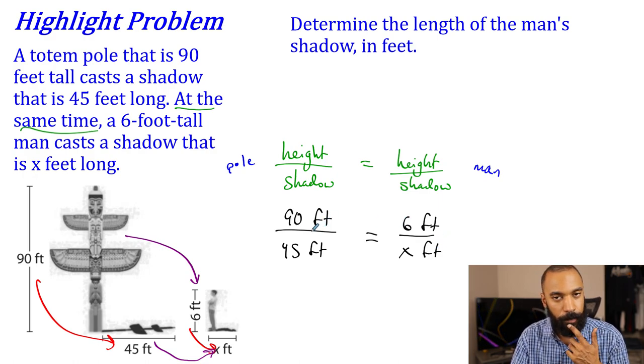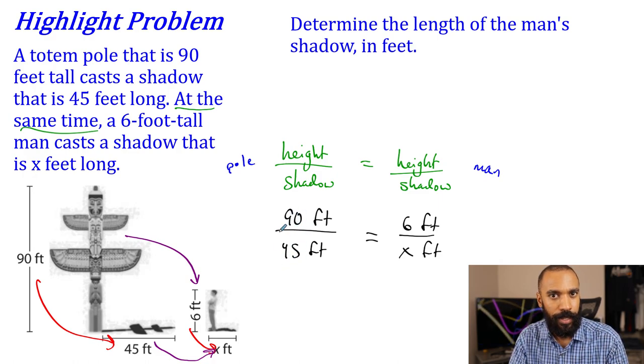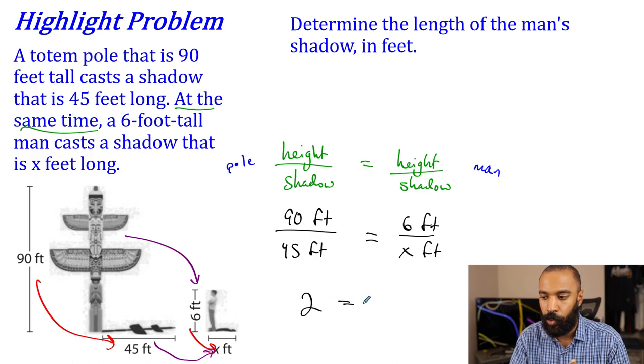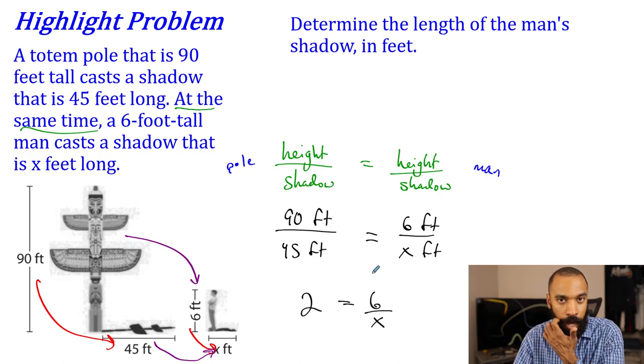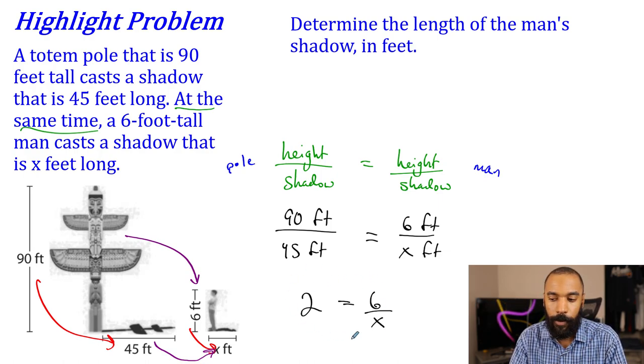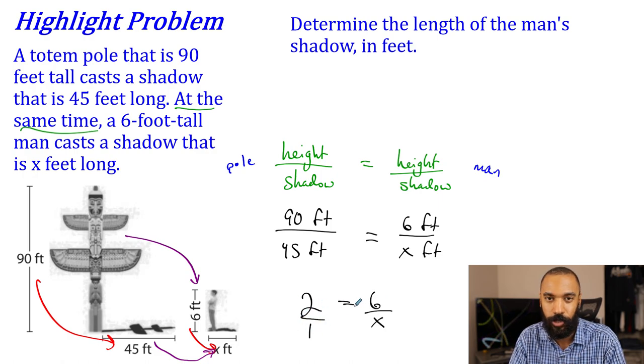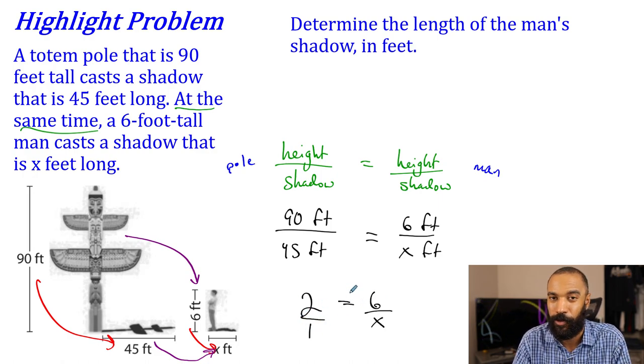Now, you might have some representation in making sense of how this works, especially if you wanted to do a division. For example, 90 divided by 45 is 2. So if this is 2, we need to do 6 divided by some number to also give us 2. You probably know what that is. If you had a problem like this, though, more people are comfortable using a proportion, writing it as a fraction, so they can cross-multiply.